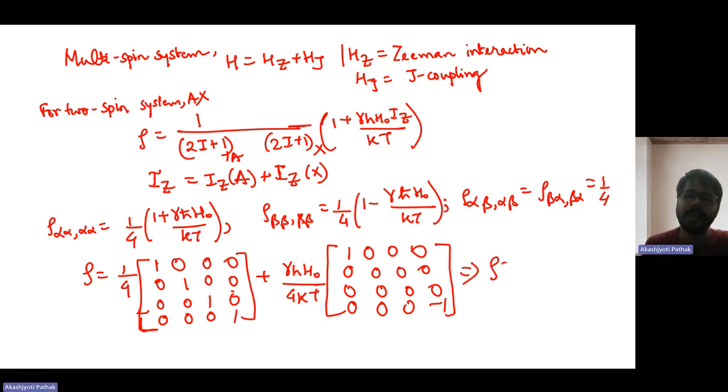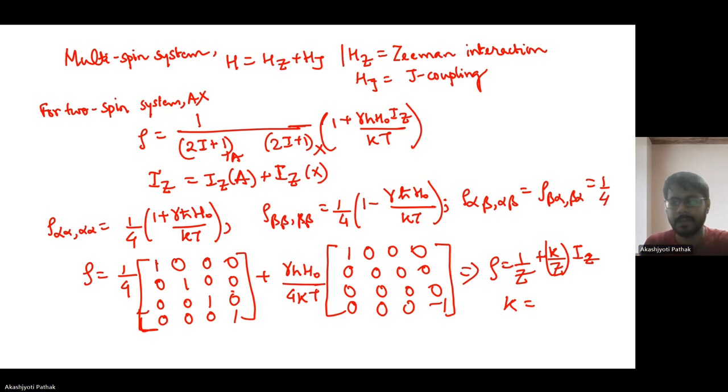Now from here, what we get is this expression, 1 by Z plus k by Z times Iz. Now what is k over here? I just derived this expression that we had looked into when we were discussing the partition function. So this will be gamma h naught, then this operator, by kT. Okay.